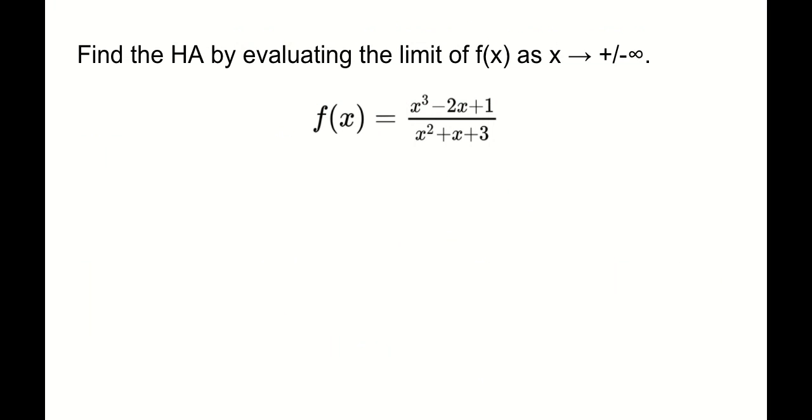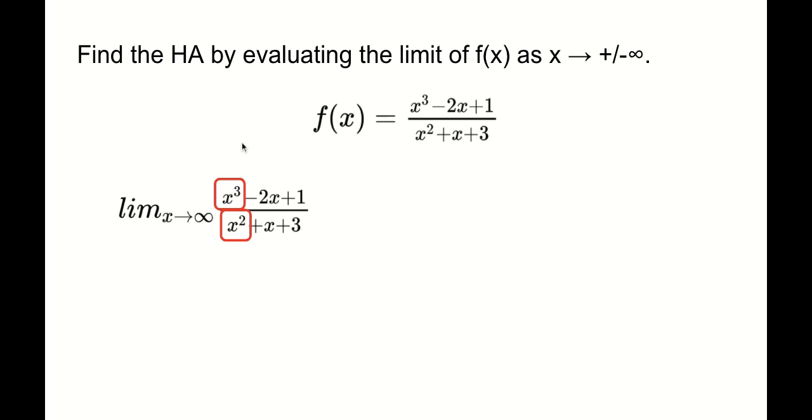Okay, so let's find the horizontal asymptote by evaluating the limit of this function as x goes to positive and negative infinity. Remember, horizontal asymptote is what happens at plus and minus infinity, so evaluating the limit at plus and minus infinity is the actual horizontal asymptote. Let's start with positive infinity. I'll do the limit of this whole thing as x approaches infinity. Now notice I have an x cubed in the top, that's the largest power, and an x squared in the denominator, that's the largest power in the denominator. So I can get rid of all of these terms because this will dominate as I go to infinity.